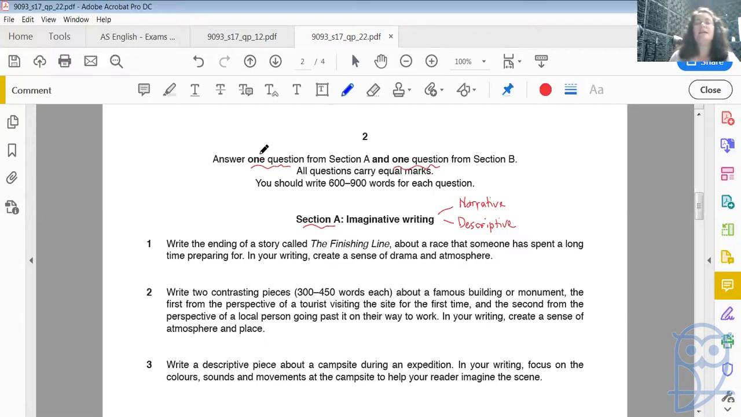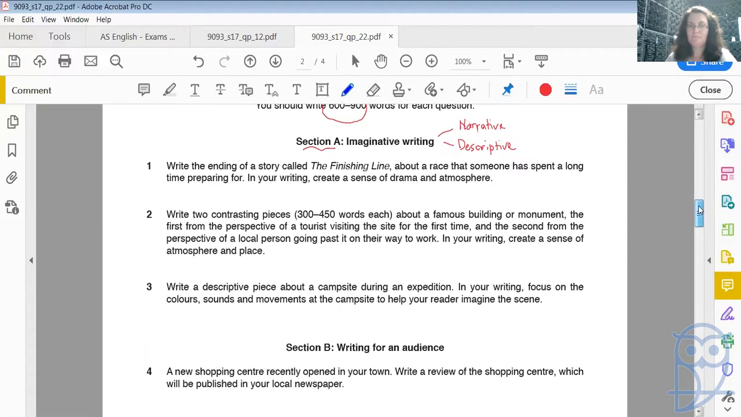Okay. Now you're going to be writing between 600 to 900 words for each question. Now 600 words is about 2.5 to 3 pages. So this could be anywhere from 2.5 to 3.5 pages long, depending on the size of your handwriting. Okay, so aim for about 2.5 to 3 pages.